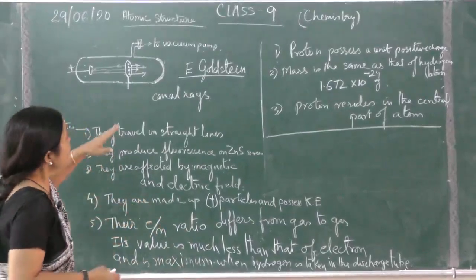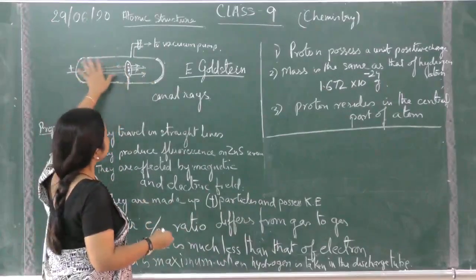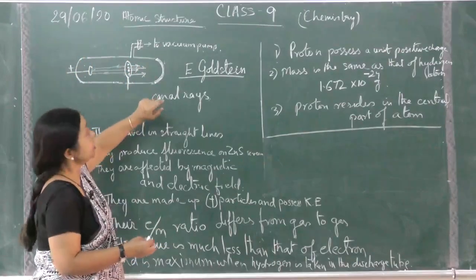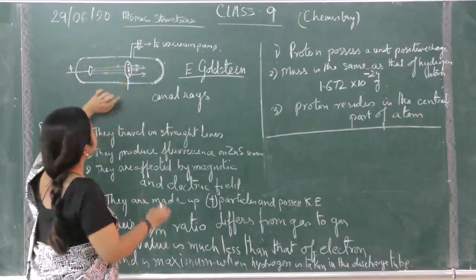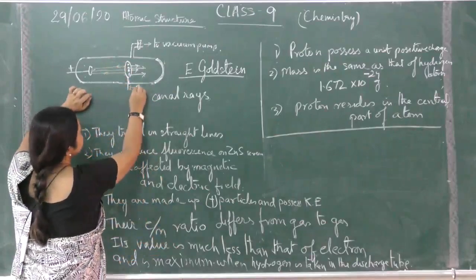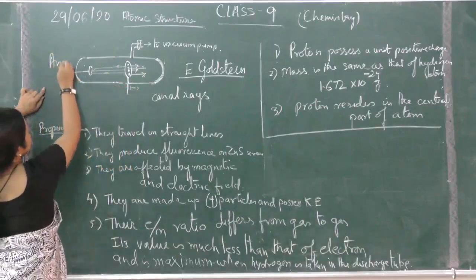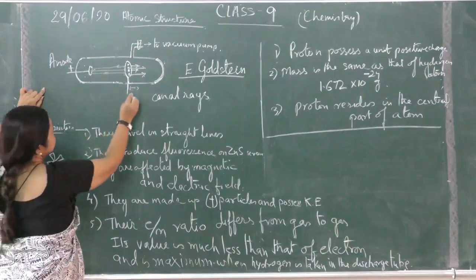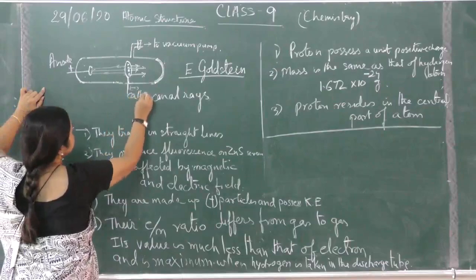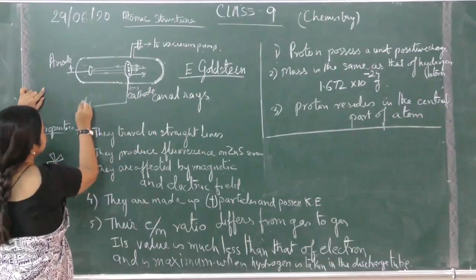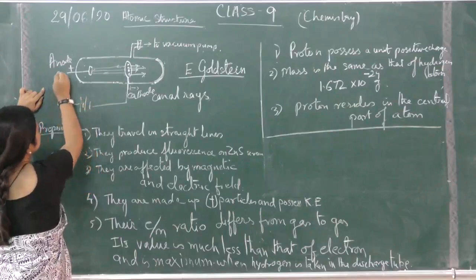That means, in the same discharge tube, he just changed the position a little. He took a perforated cathode. This is a perforated cathode, connected to the negative. This is the anode, and this is the cathode. This is connected to the negative terminal, and this is connected to the positive terminal.